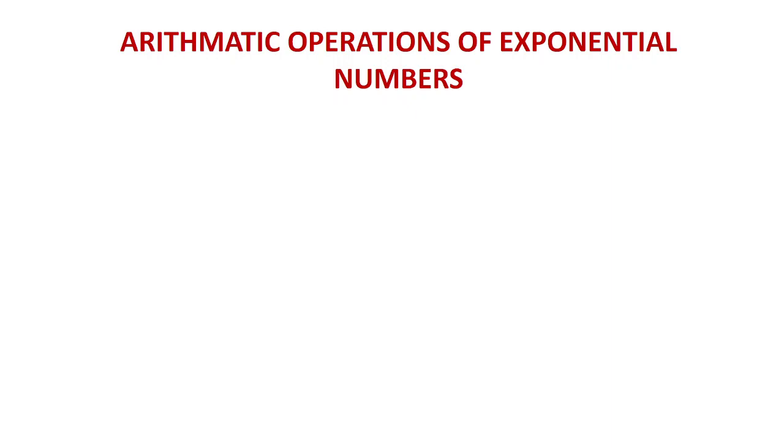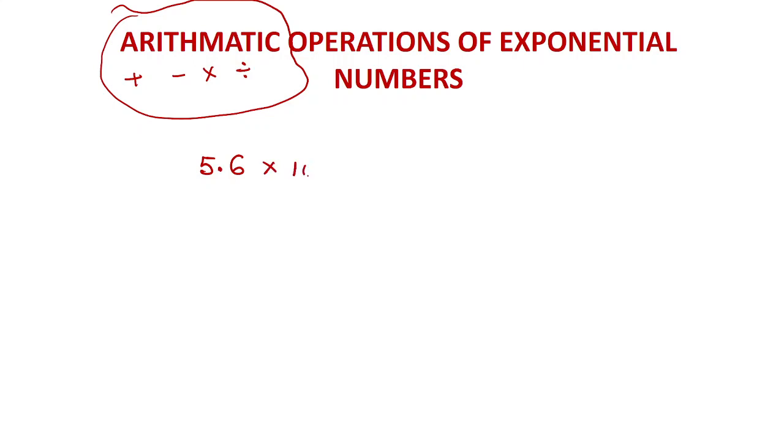Now another topic is, we will do arithmetic operations of exponential numbers. Arithmetic operations are 4: plus, minus, multiplication and divide. These 4 operations are known as the arithmetic operations. So now we are going to do these arithmetic operations of exponential numbers. Let us begin with addition. Suppose you have 5.6 into 10 to the power 5 plus 5.8 into 10 to the power 6. Now we have to add these two numbers. So how will this addition be done?